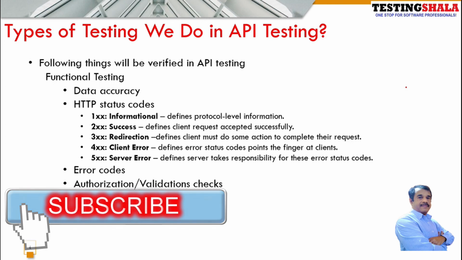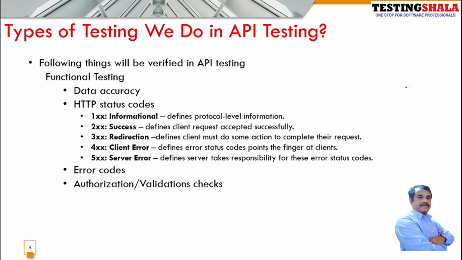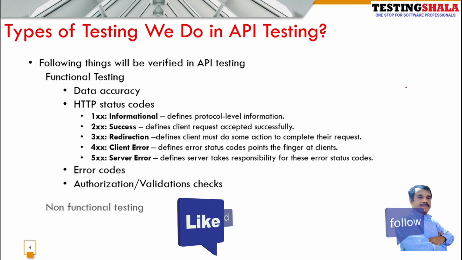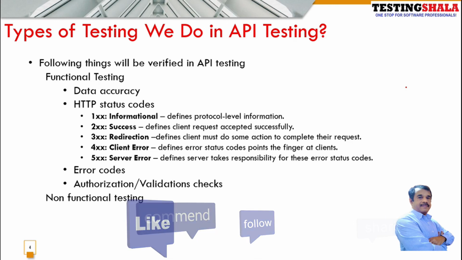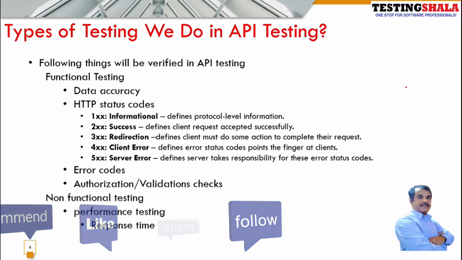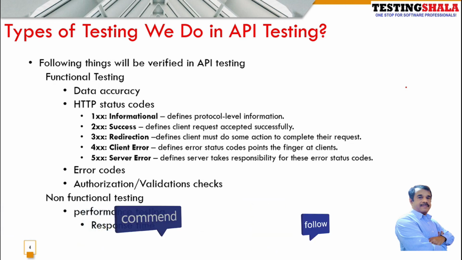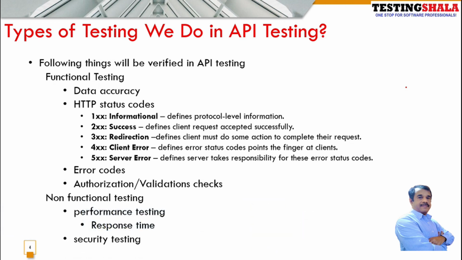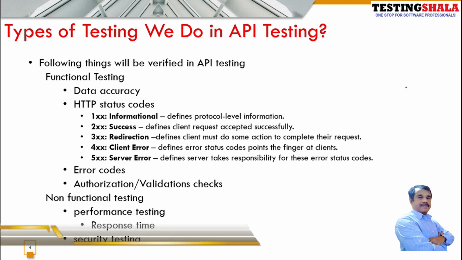Then we will be testing authorization and validation checks using API testing. We also perform non-functional tests under API, such as performance testing, in which we test the response time for these APIs. We also test the security aspects of API. These are the various different types of testing we do in API testing.